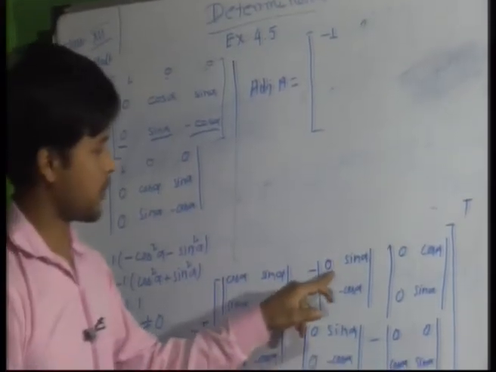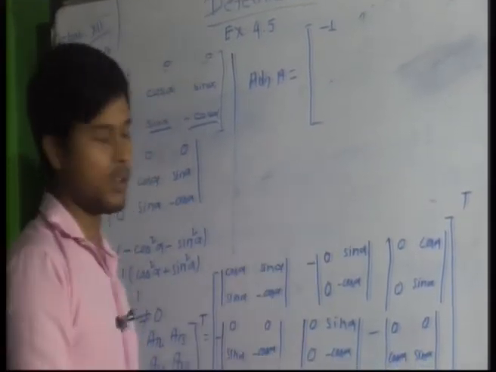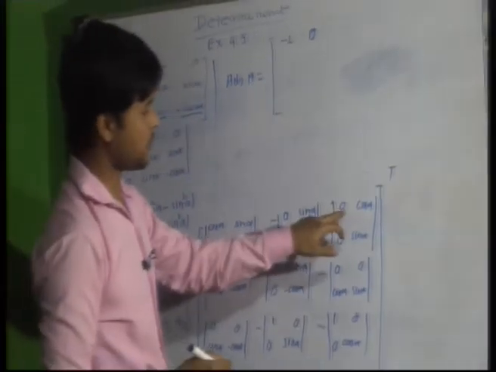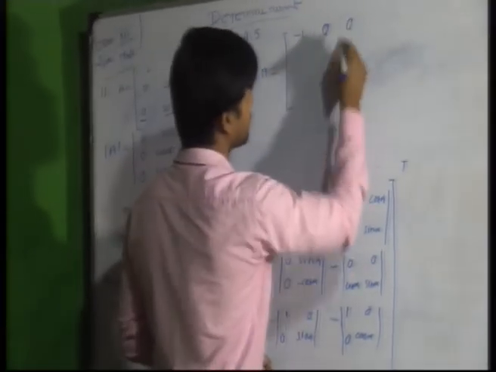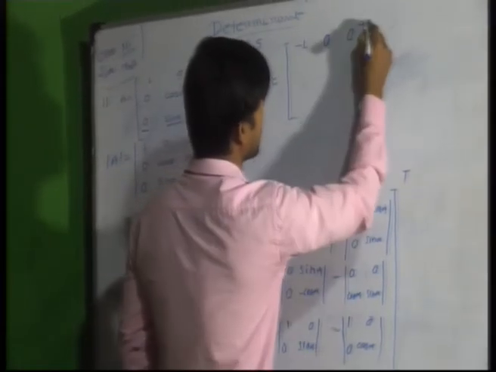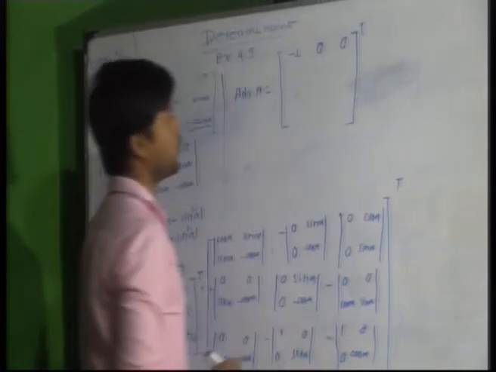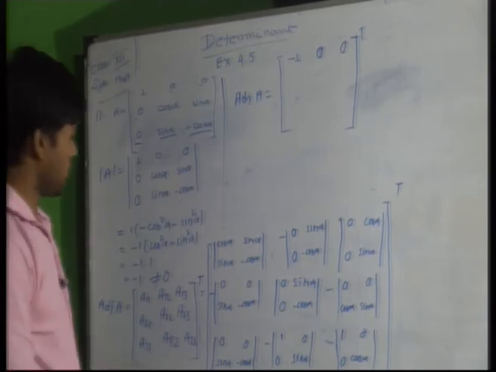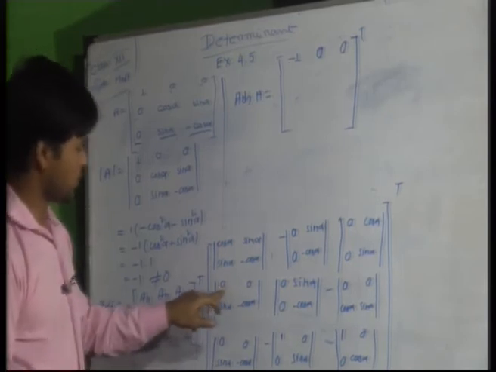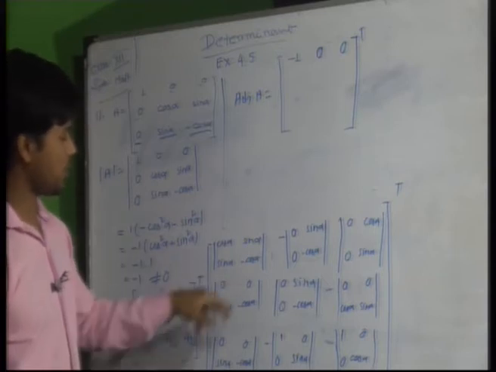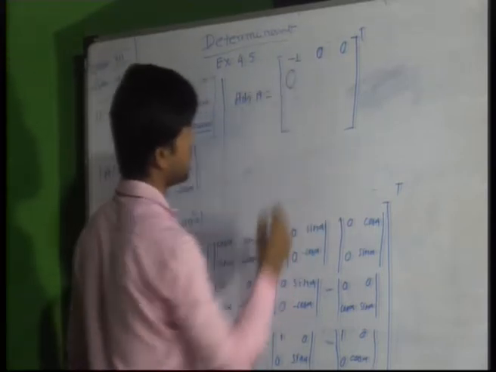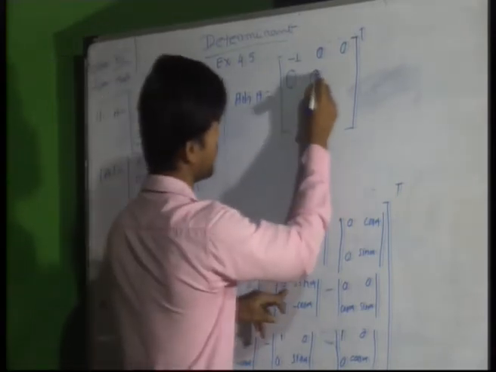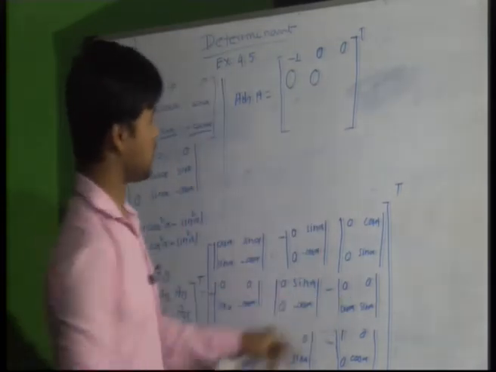Okay, now expand this determinant. The first column, all the elements are 0, so this will be 0. Similarly, the value of this determinant will also be 0. So the first row of the matrix is minus 1, 0 and 0. Now expand this determinant. As the first row contains 0, the value of the determinant will be 0, and the value of this determinant will also be 0, and the value of this determinant is also 0.